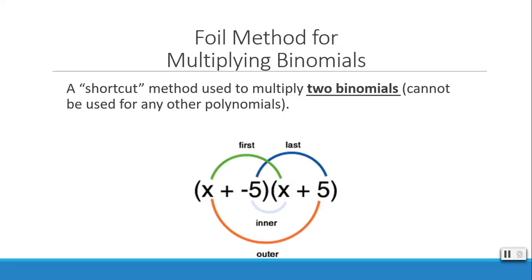There is something called the FOIL method that you can use when multiplying two binomials together. I never want students to really see this as a shortcut, because essentially all that you're doing is taking the first term here and distributing it to both those in the second, and then you're taking the second term here and distributing it to both of those in the second.